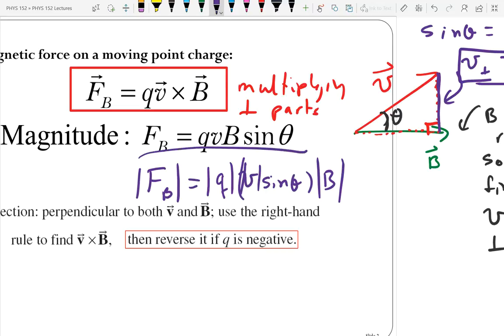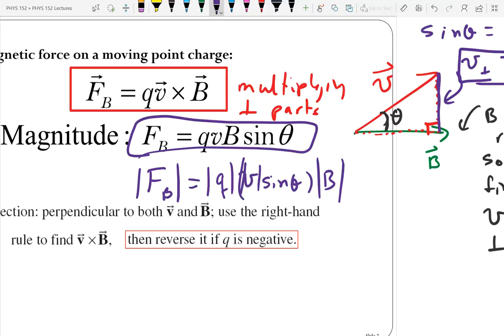So if it doesn't have a vector sign, it means magnitude. Q can be positive or negative. If I'm just looking for the force, I'm going to take the magnitude of Q as well, right? If I'm not looking at the vector. So the magnitude of the magnetic force is qVB times sine of the angle between the velocity and the magnetic field.